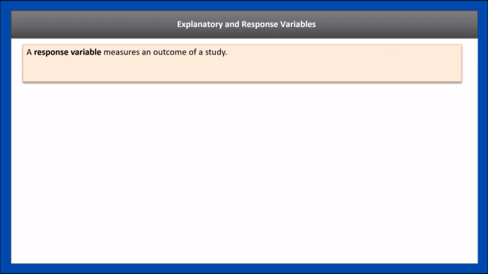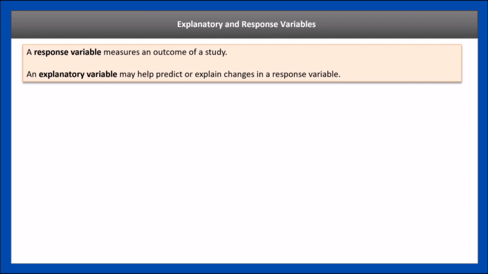So the response variable responds to a change in the explanatory variable. So if the explanatory variable changes, it's going to affect the response variable. And the response variable is what you measure from the outcome. Now the explanatory variable may help predict or explain changes in the response variable.